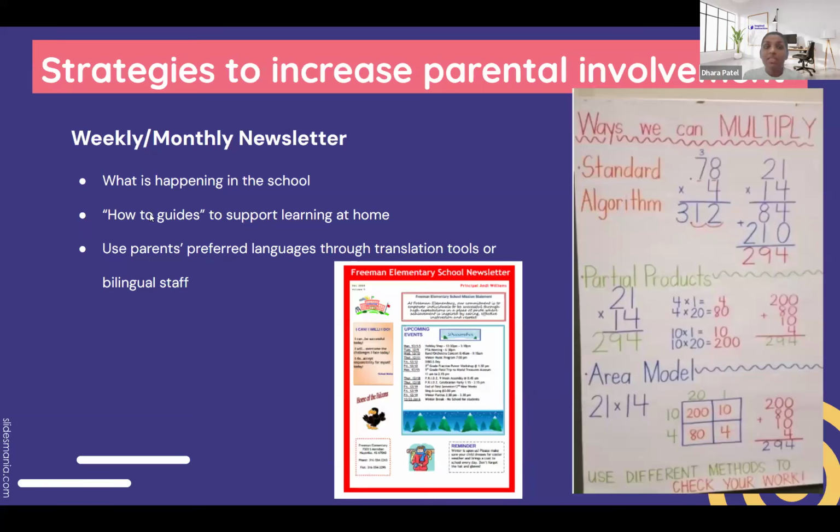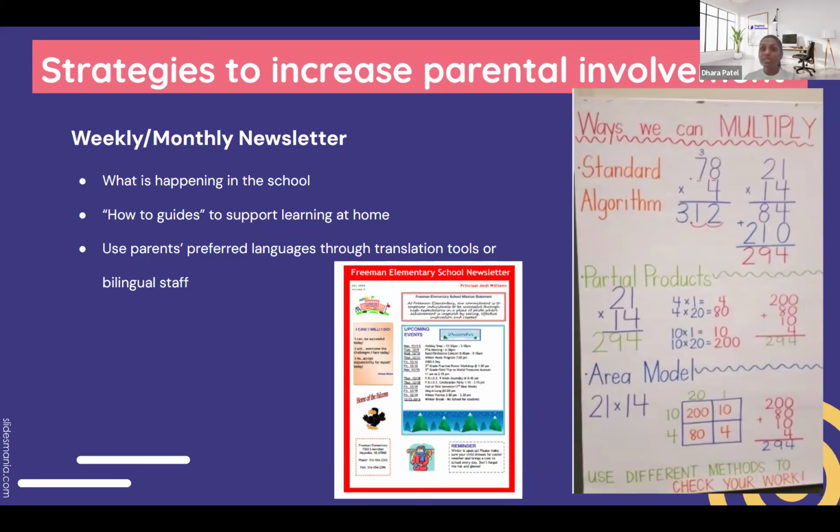So that's where these how-to guides to support learning at home come in handy, right? That's to say, whatever your teachers are doing in the classroom, communicate that to parents at home so they can replicate those strategies at home. That way, the communication that's happening at school is the same as the communication that's happening at home.